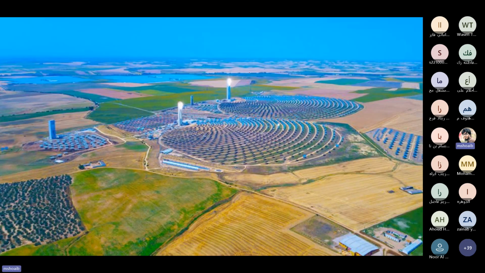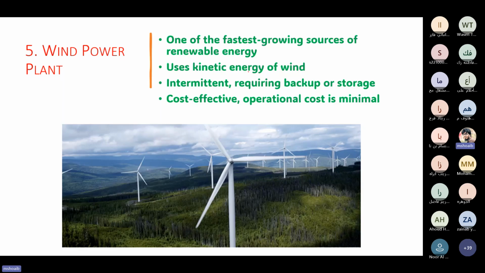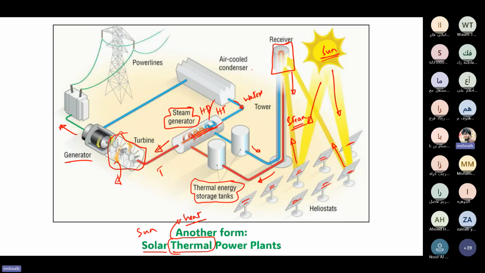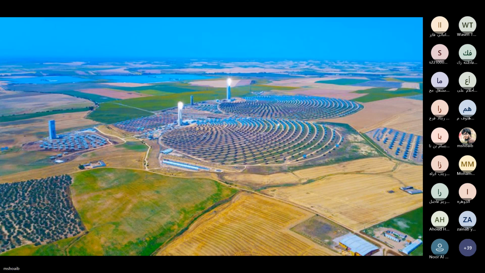This is the picture of a solar thermal power plant, a very big one. I forgot to put the name. I forgot which country this is, but some countries have really big solar thermal power plants. You can see that lots of solar panels are placed in a way that they are all reflecting to this point. Okay, same here. So this is the solar thermal power plant.